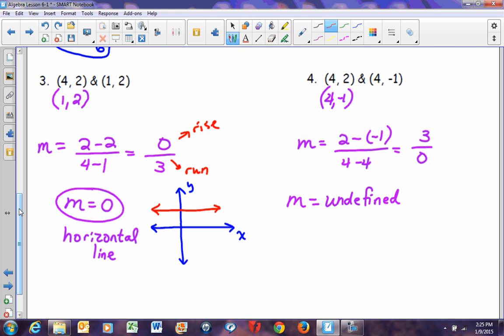By the definition of slope, this is rise and this is run. Which means a line that is always rising and never running, if I was to graph this, is a vertical line. I'm always going up and down, and I'm never going left and right. Okay? Always rising, never running is an undefined slope, and it's called the slope of a vertical line.